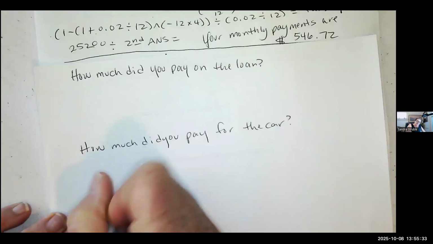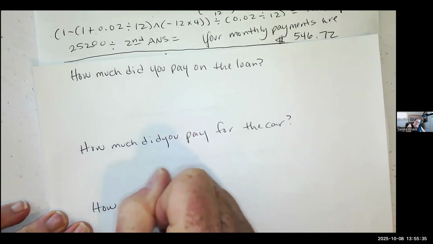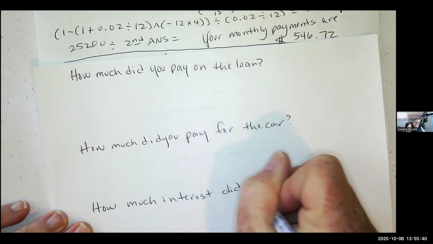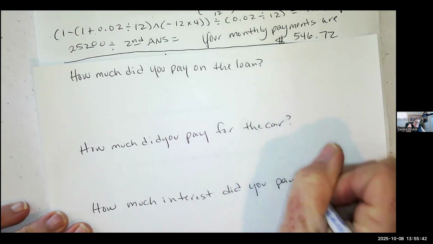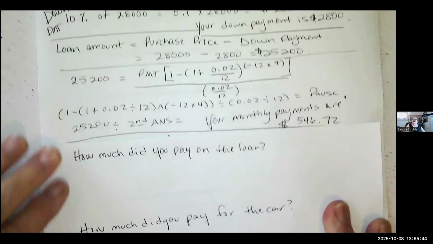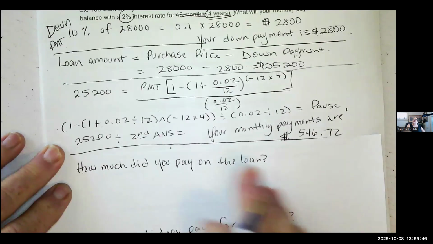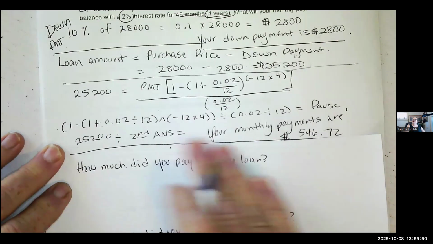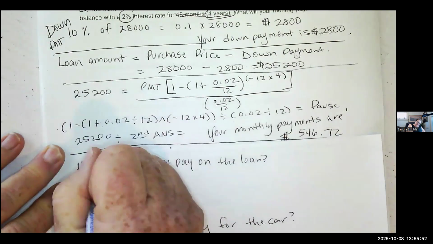And lastly, how much interest did you pay? All right, so let's do these things as well. How much did you pay on the loan? Well, this only has to do with your loan payments. So your loan payments were $546.72.